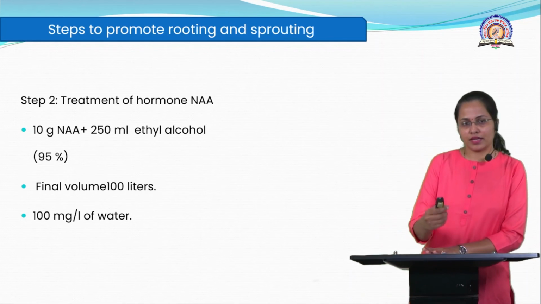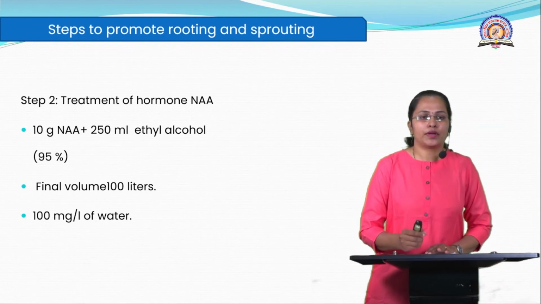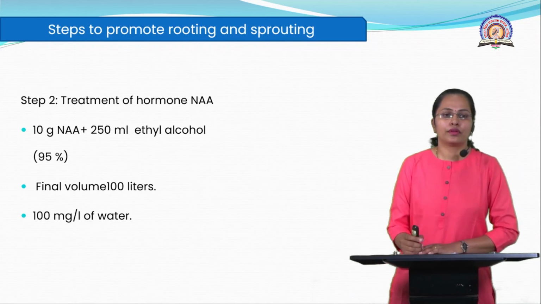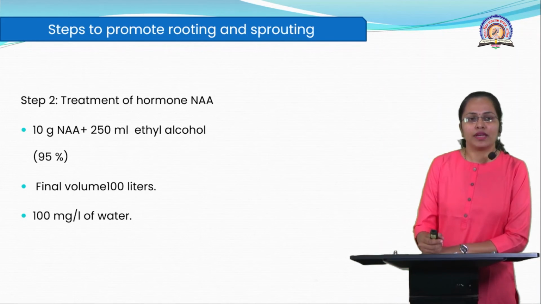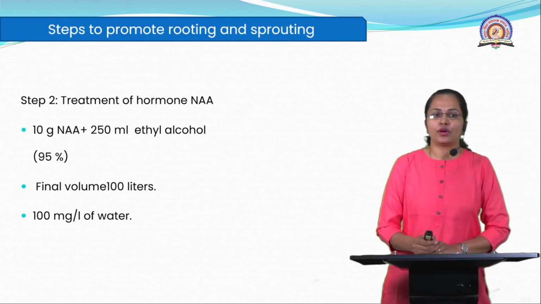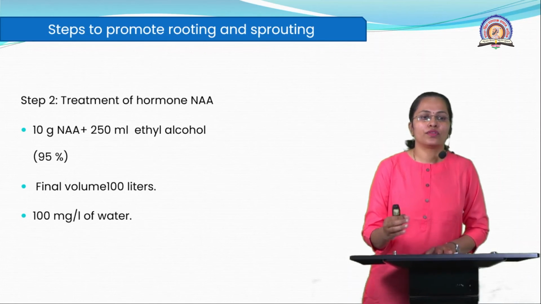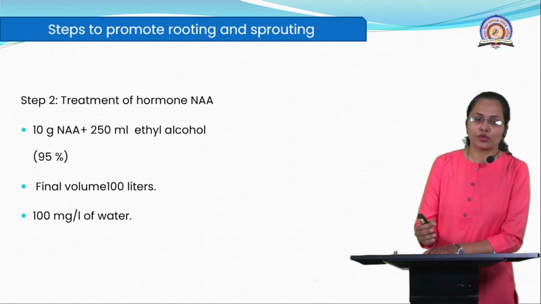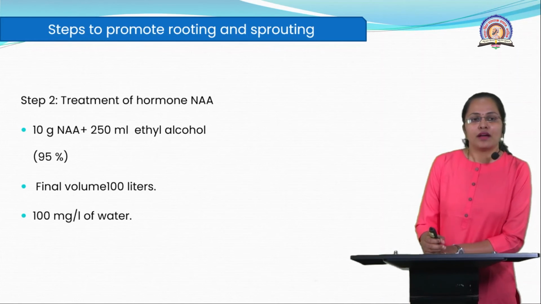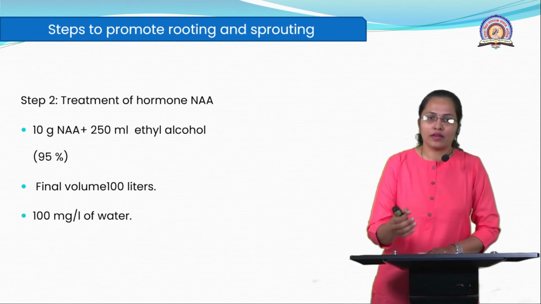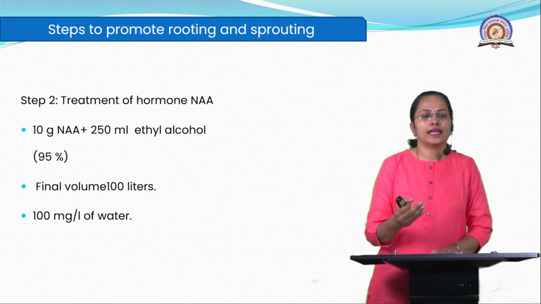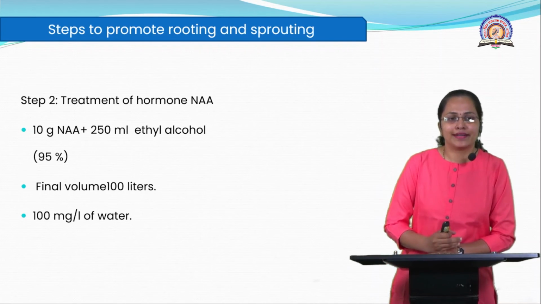Initially, this NAA is always available in powder form. We have to take 10 grams of NAA, and we have to dissolve this NAA in 25 ml of ethyl alcohol, which should be 95%. Afterwards, we have to make a final volume of this NAA up to 100 liters.